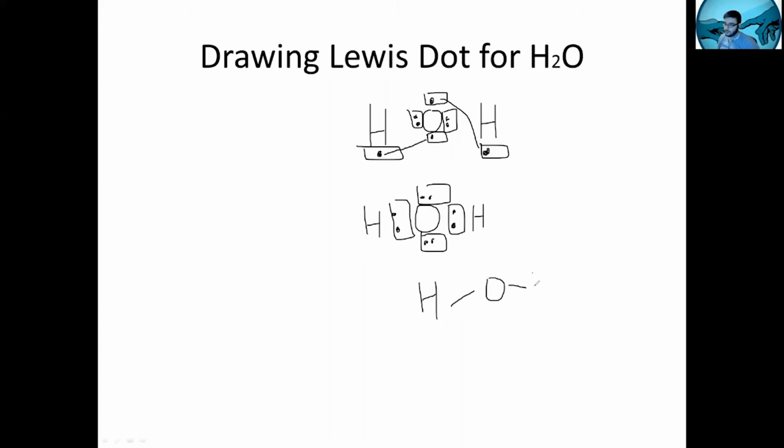And the way we draw that is like this. And then we can draw the 2 lone pairs. And that'll be the Lewis dot structure for H2O. And you can do similar steps for basically any compound, right? Any compound would have the same thing. Each line for a bond represents 2 electrons, right? A bonded pair. Okay.